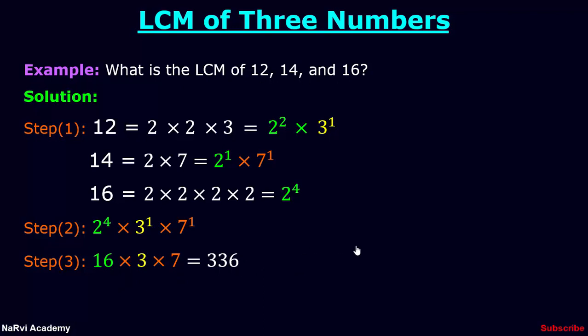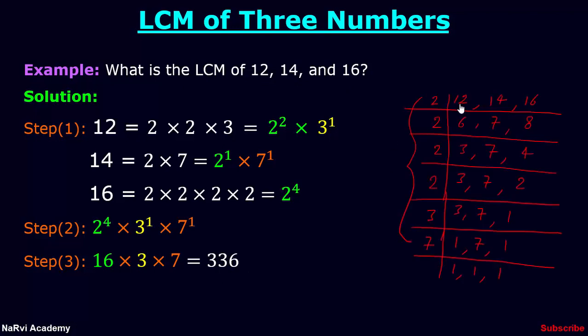I have also added the shorter method to find the LCM of these three numbers. We have to write down like this 12, 14 and 16, and we have to take the smallest number which can divide all these numbers. So 2 is the smallest number. So 2 6s are 12, 2 7s are 14, 2 8s are 16, and again we have to take 2 because 6 and 8 are still divisible by 2. So 2 3s are 6, 7 as it is, 2 4s are 8.